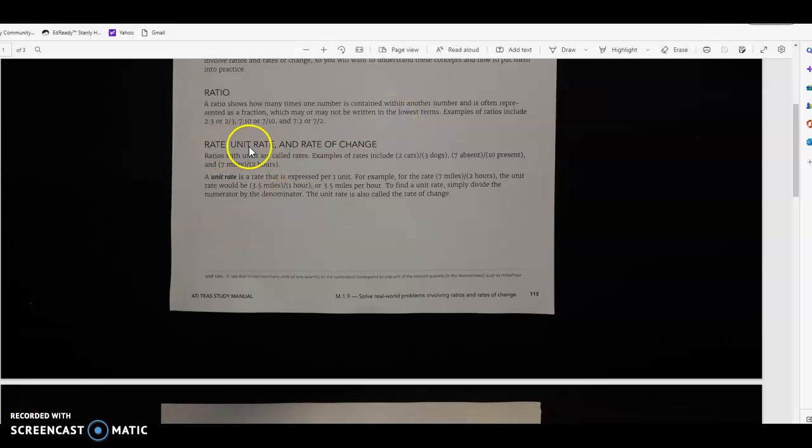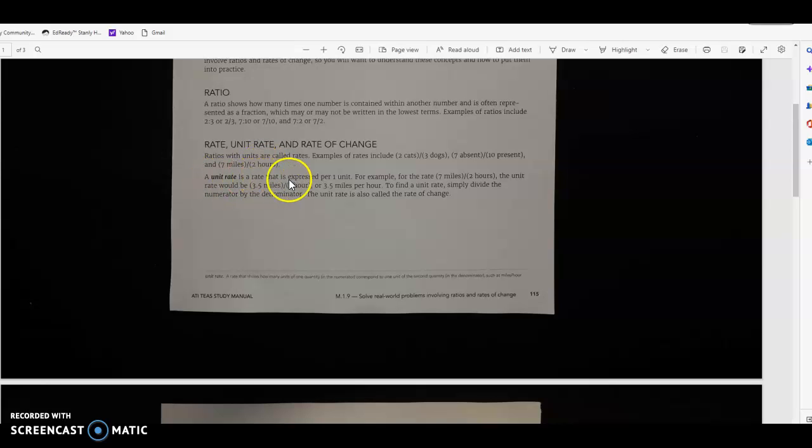Then we get down to rates, unit rates, and rates of change. Ratios with units are called rates. So an example will be 2 cats to 3 dogs, or 2 cats on the top of a fraction bar, 3 dogs on the bottom, 7 absents to 10 presents, 7 miles to 2 hours. These are all ratios, but since they have units of measure, they are called rates.